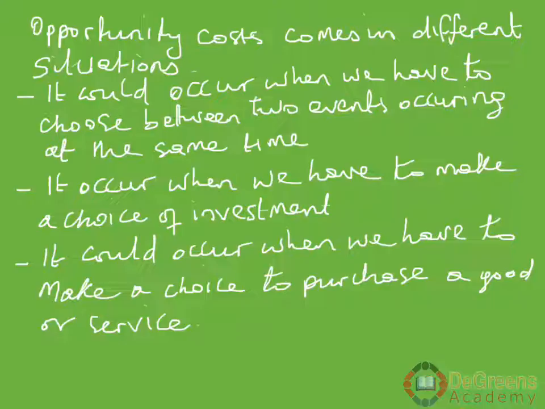Now, the next aspect comes in, for example, if I want to invest and I have to make a choice of investment, I want to choose between buying a taxi or selling beer. If in the end I opt for selling beer, the opportunity cost is that taxi which I did not buy. So these are all aspects of opportunity cost.